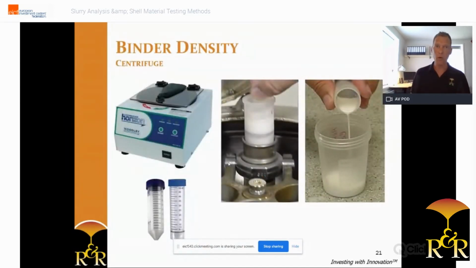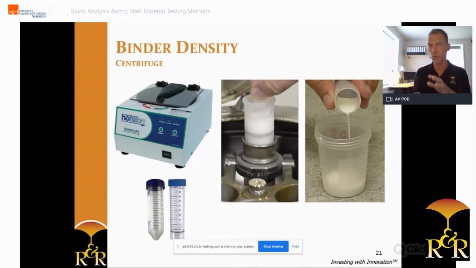So now we come to a more practical phase of the presentation, how to perform these tests. And we start with the binder density. To be able to measure the binder density, we have to separate the binder from a slurry with a centrifuge. And normally samples are centrifuged. We normally do it 2 times at 30 minutes at 4,000 RPM in tubes like these.